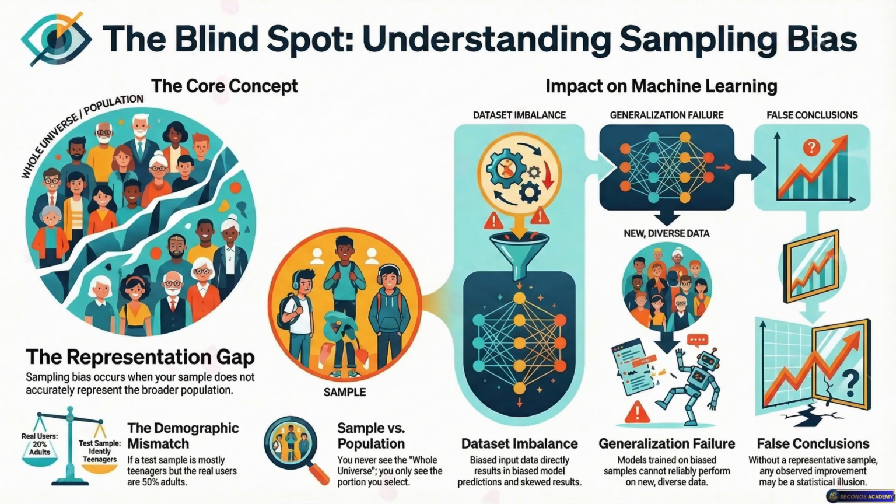The architecture cannot save you from flawed data. Recognizing, auditing, and mitigating sampling bias before a single epoch of training begins is the hallmark of a senior ML engineer. I'm looking at these deployment disaster notes.